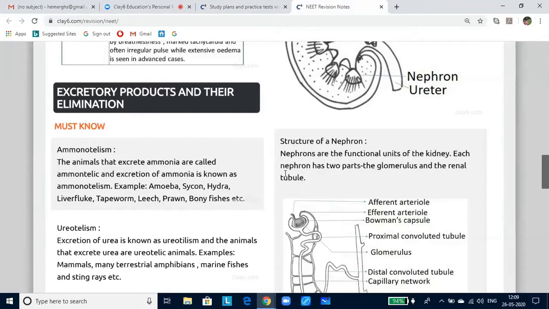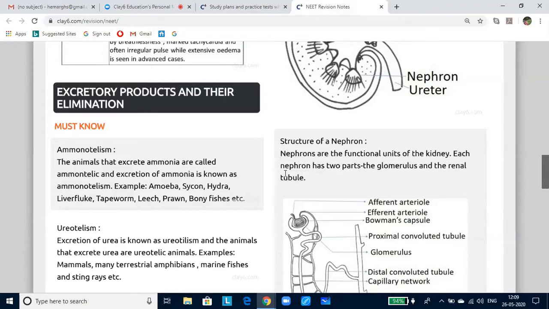Now, modes of excretion. The process of removal of nitrogenous waste from the body is called excretion. The organs of excretion are called excretory organs. There are different types of excretory products or waste materials. Different animals expel different nitrogenous waste. Now, what are the three modes of excretion? Let us have a look.